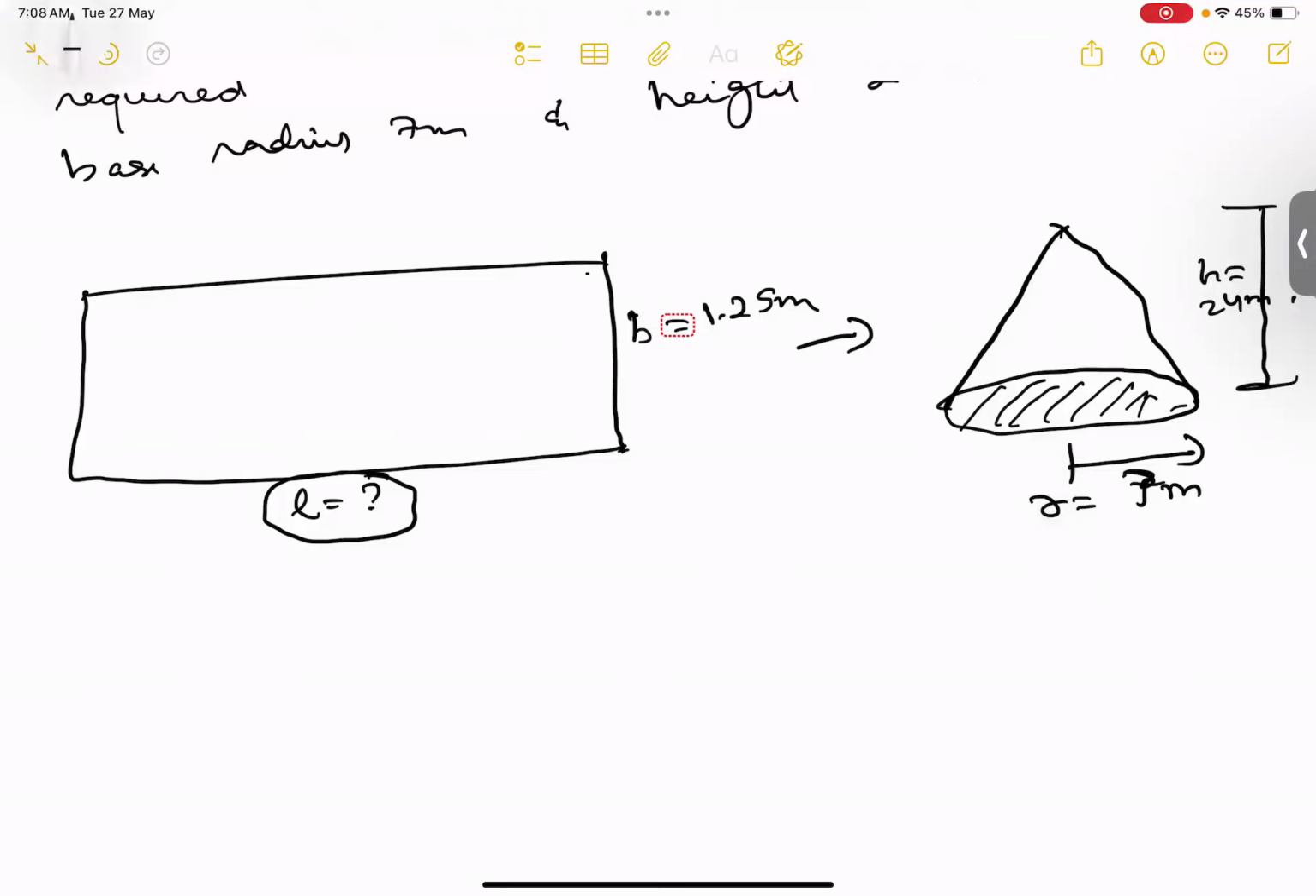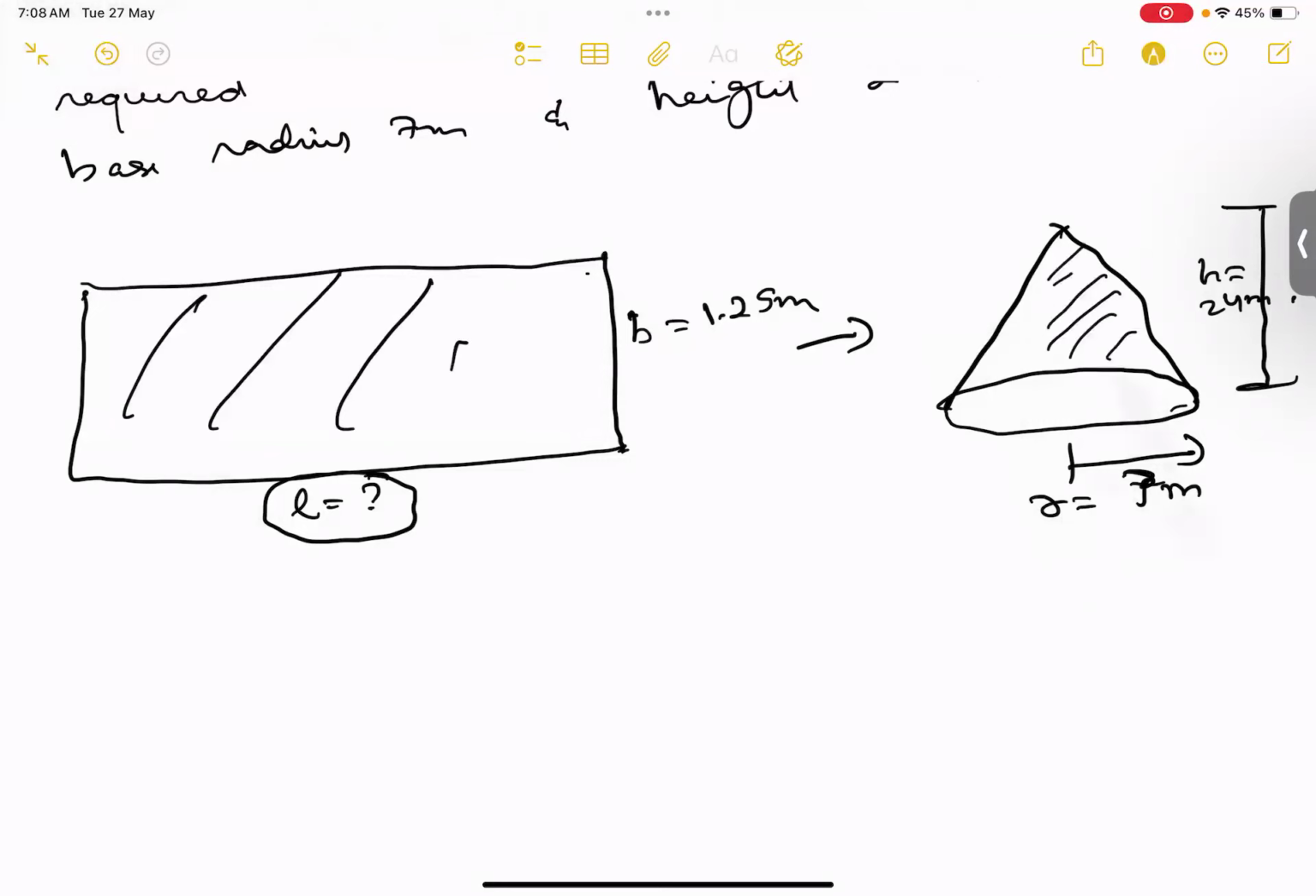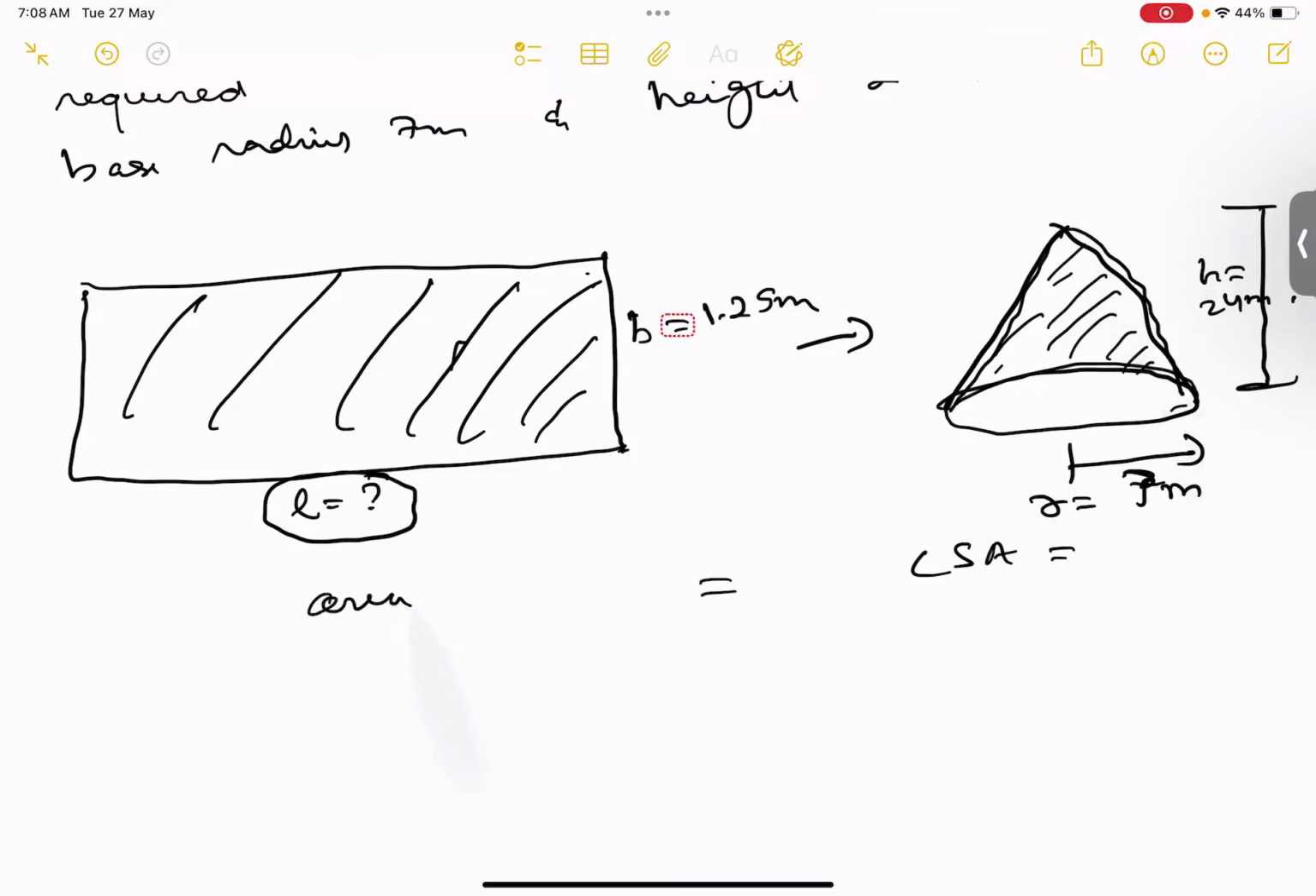So whatever canvas we have, right? This canvas, we are only going to use it to build the top part of the tent, right? We are not going to use it on the base to pitch the tent, right? We are just going to wrap it around the sides of the cone. So the area of material here, the curved surface area of the cone, will be equal to the area of canvas required, right?